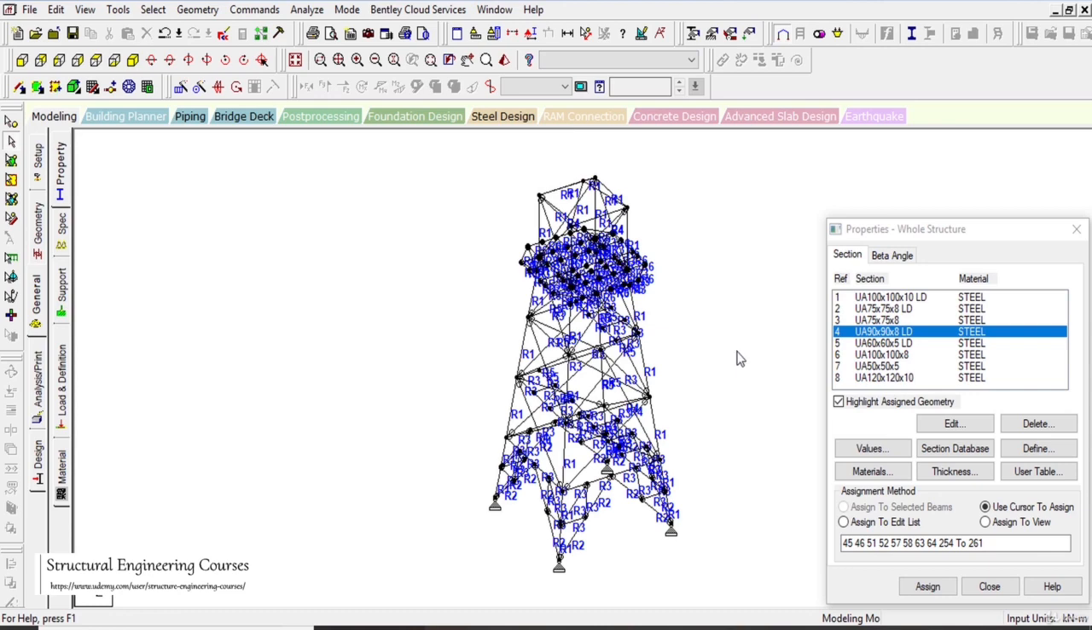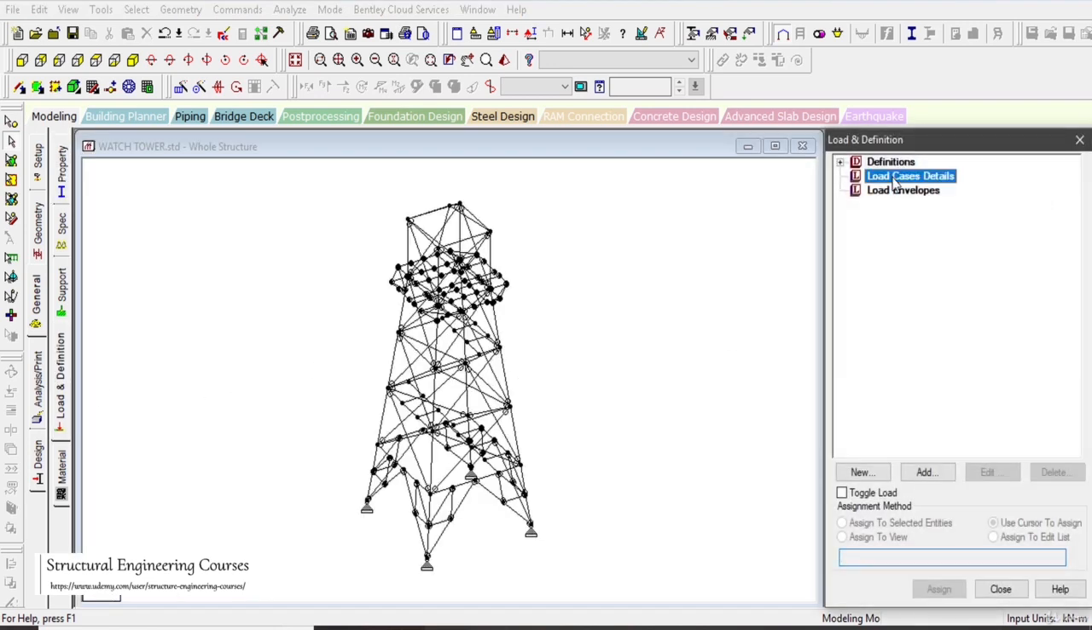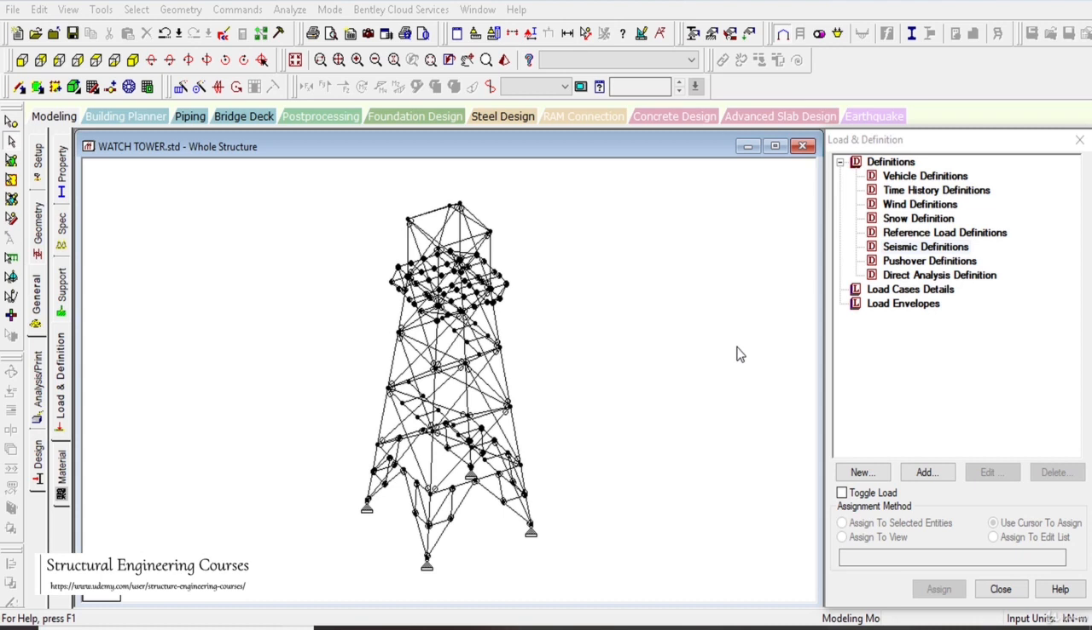So now in this lecture, we have learned how we can predict the properties that can be assigned to this type of tower structures. So in the next lecture, we shall learn how we can assign the loading parameters. In this lecture, we shall learn how we can assign the loadings as per the Indian standards.